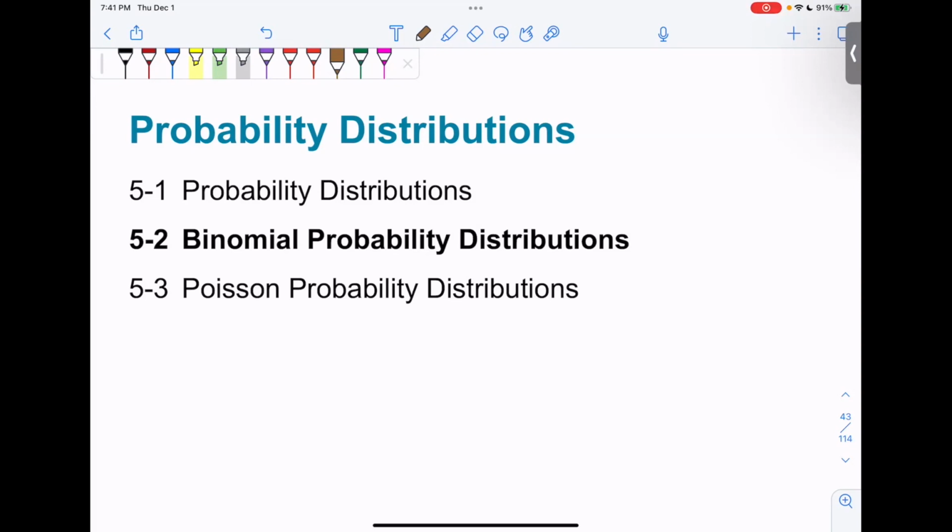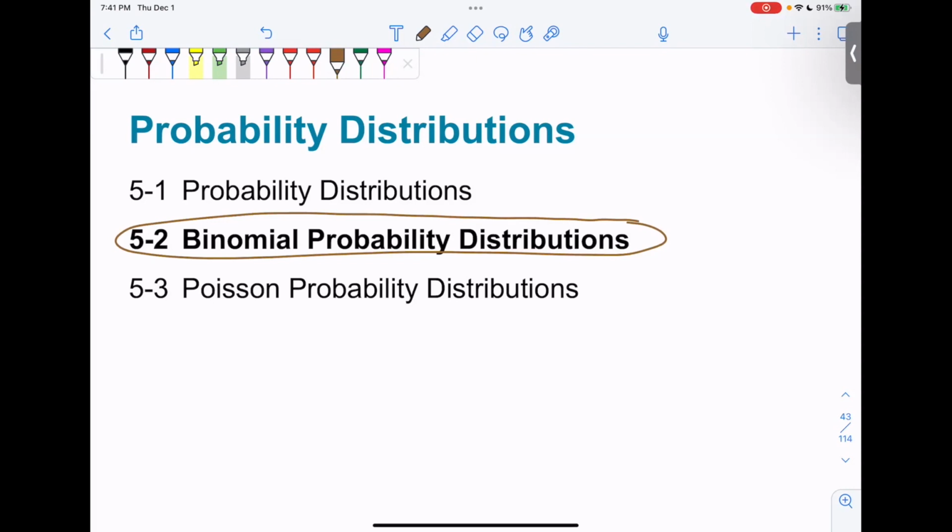Some distributions, we know them. We have a lot of probability distributions. Any function with all three of those requirements will be a probability distribution. For some, we know their formula, and one of them we call the binomial probability distribution.